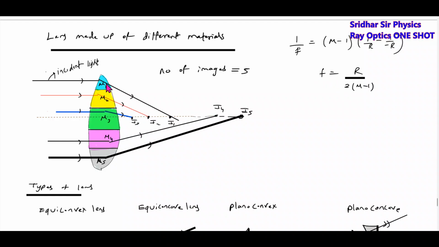So how many different materials are there? 5 different materials. So how many images? 5 images will be formed. So if the lens is made up of 5 different types of materials, 5 images will be formed. This will be more dangerous. Therefore, the lens which we are going to use in an application should have good purity. Otherwise, due to impurities, the number of images will increase.